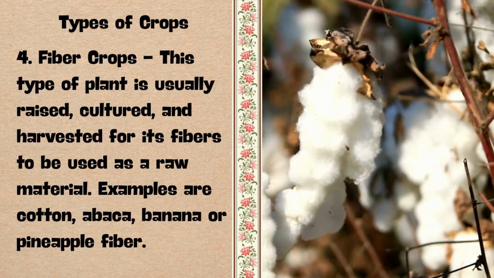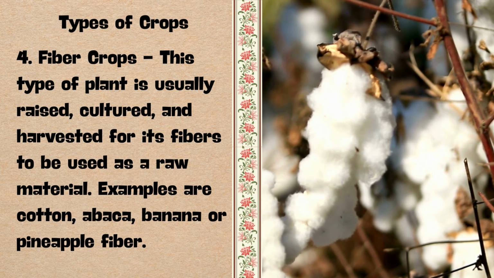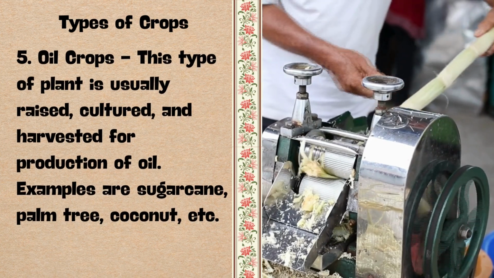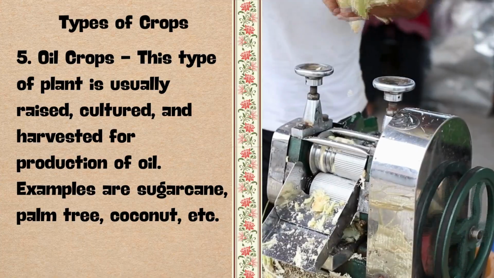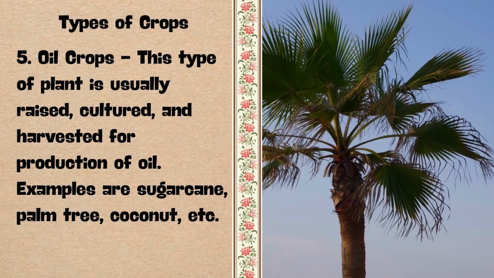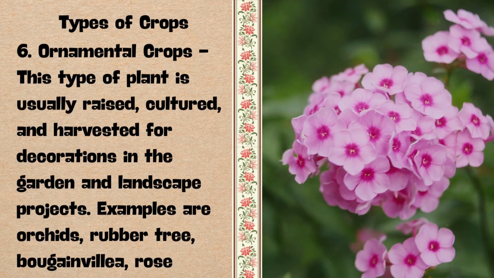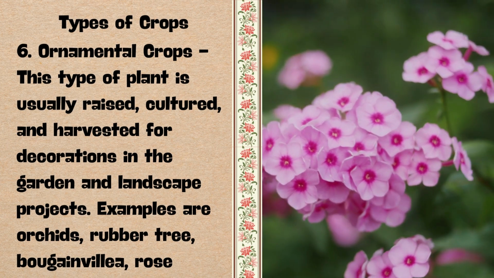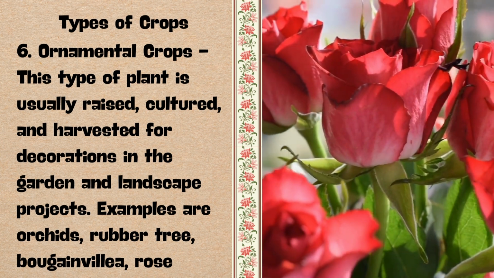4. Fiber crops. This type of plant is usually raised, cultured, and harvested for its fibers to be used as a raw material. Examples are cotton, abaca, banana or pineapple fiber. 5. Oil crops. This type of plant is usually raised, cultured, and harvested for production of oil. Examples are sugarcane, palm tree, coconut, etc. 6. Ornamental crops. This type of plant is usually raised, cultured, and harvested for decorations in the garden and landscape projects. Examples are orchids, rubber tree, bougainvillea, rose.